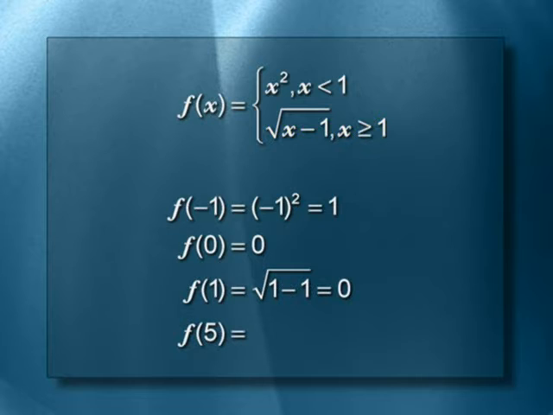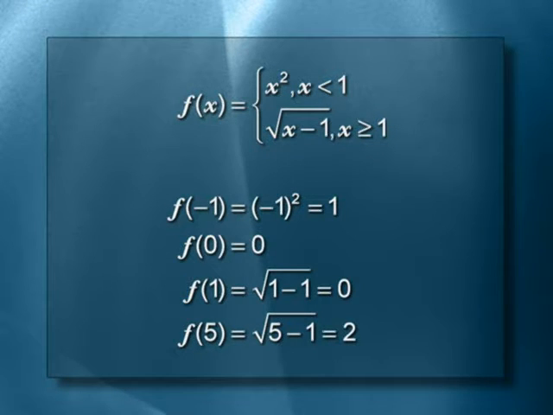And how about f of 5? Well, f of 5 would be the square root of 5 minus 1, so that's the square root of 4, or 2. So, how would you graph this function? You would take these points and maybe a few more, plot them in the XY coordinate system, and try to figure out what it looks like.